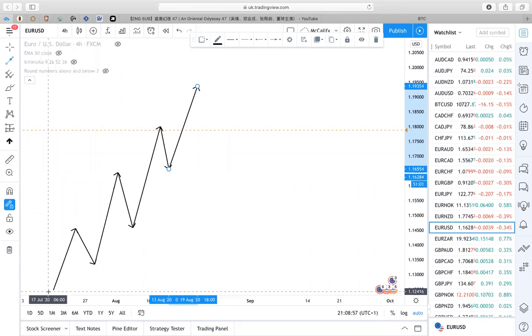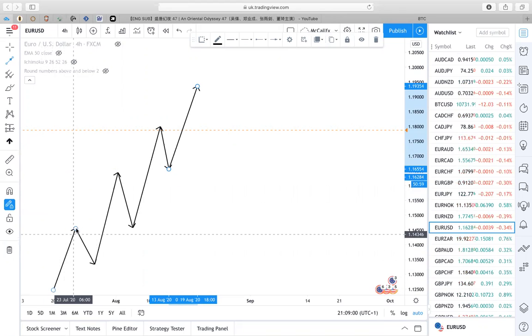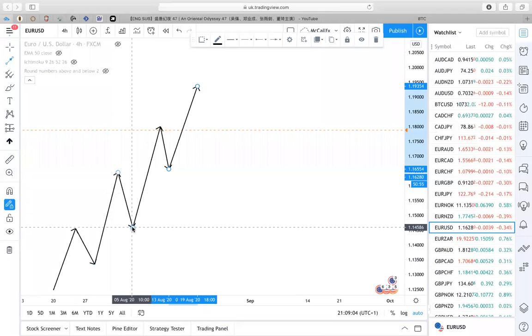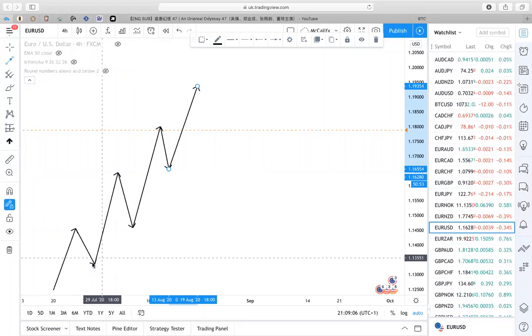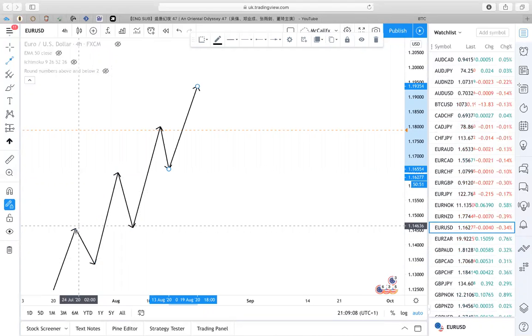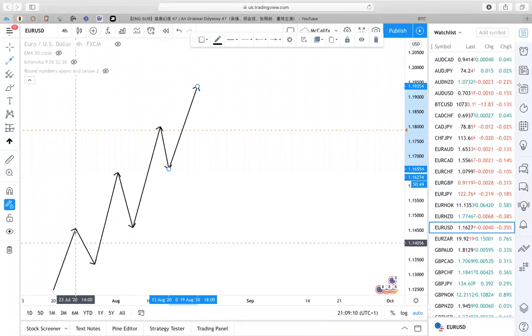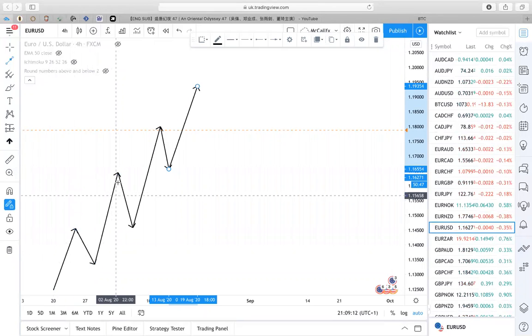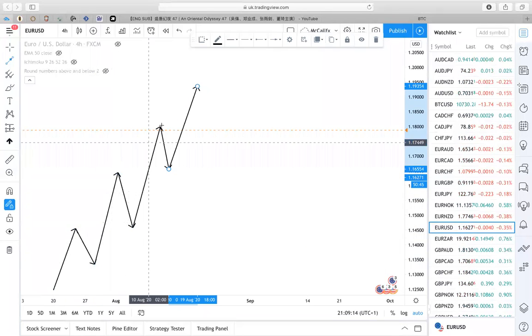So basically, this side has a name. This side has a name. This side has a name. As you guys can clearly see, this line is the same as this line that I have here. This line is also the same as this line that I have here. And this line is the same as this line that I have here.